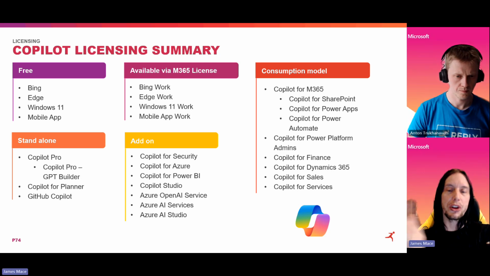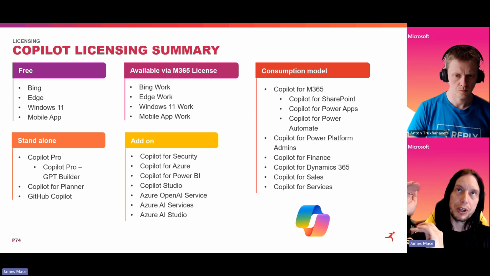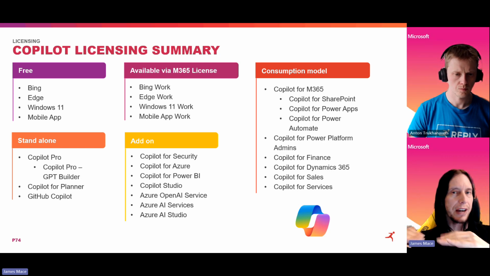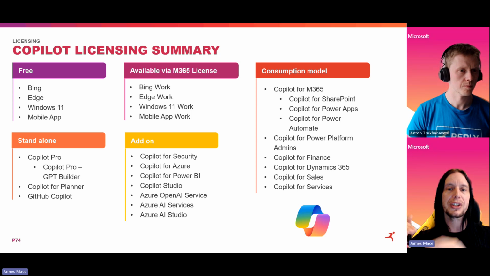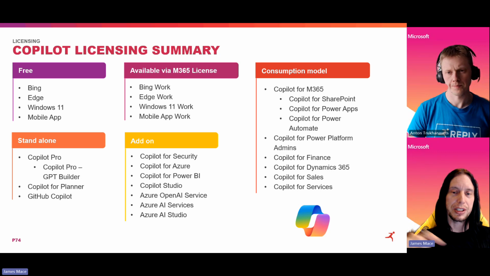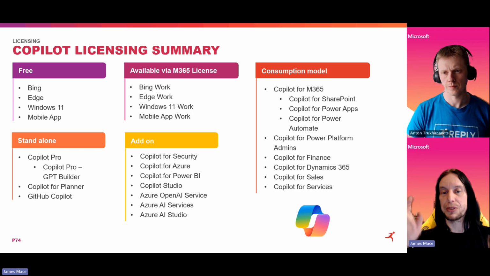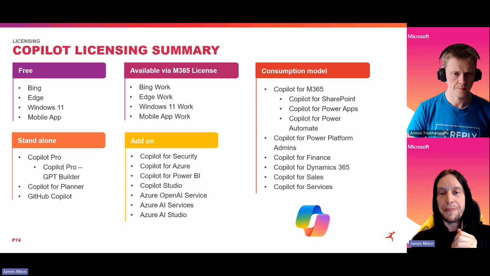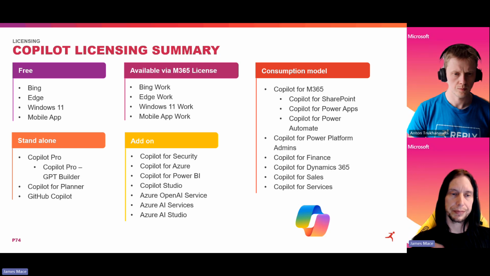On the right-hand side, the consumption model, that's actually the main Copilot M365 falls under that, because again, you need that underlying E3, E5 or standard, business or premium license. That'll give you all the Outlook, Teams, all of those things we talked about, including SharePoint, even the Power Apps, Power Automate. The exception there is Planner. Talk about that in a second. Some of the other things fall under consumption model as well, so finance, dynamic sales, and services.